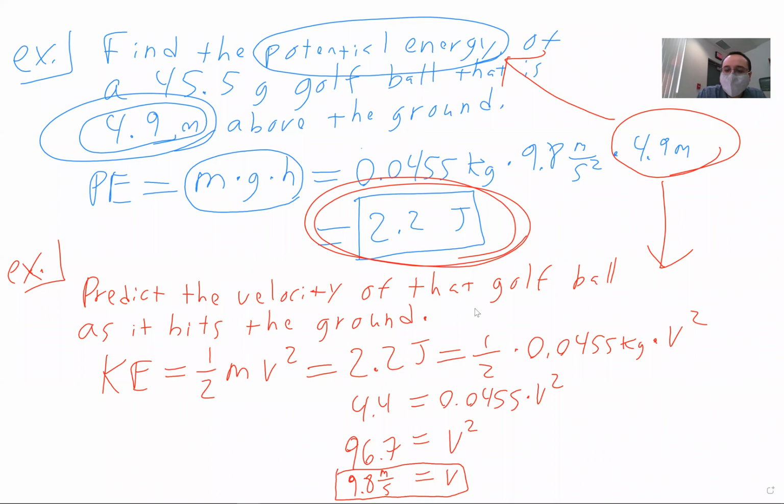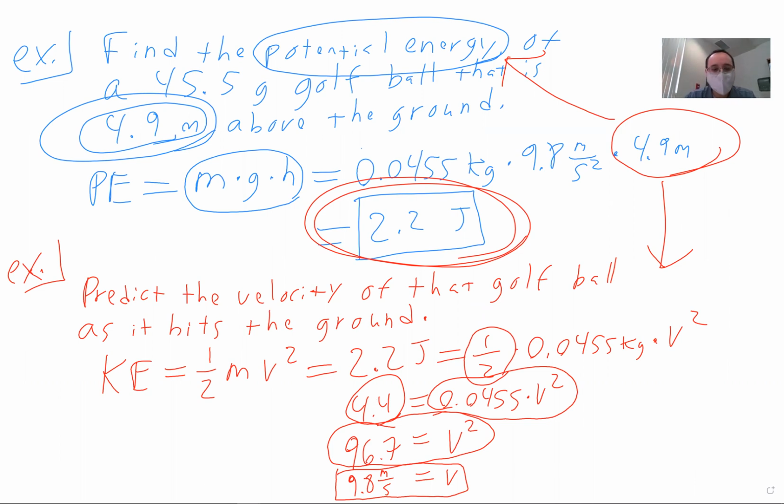All right. So if we multiply both sides by 2 to get rid of this 1/2, we get 4.4 equals 0.0455 times v squared. If we divide both sides by 0.0455, we get 96.7 equals v squared. And then if we take the square root of both sides, we get that v is equal to 9.8 meters per second, okay? So that's how fast we should expect the golf ball to be traveling when it hits the ground, okay?